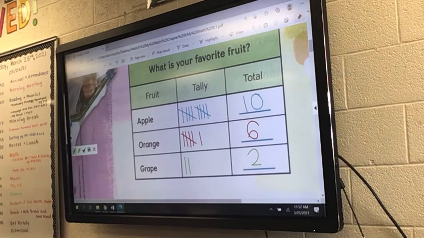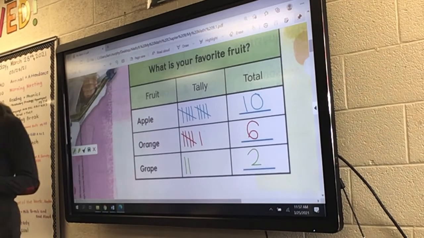Okay, Addie, some of your friends are blurry. I don't know why. Carson and Lewis, is that you or Tyson? Okay. Carson, that is definitely you. Addie, can you repeat your answer because I don't think your friends heard. Which fruit has the most? Apple. And how much does apple have? 10. Lila, which fruit has the least? Grapes. And how many does grapes have? 2.